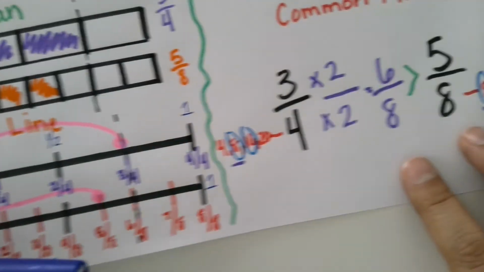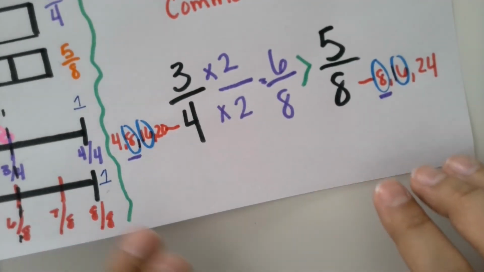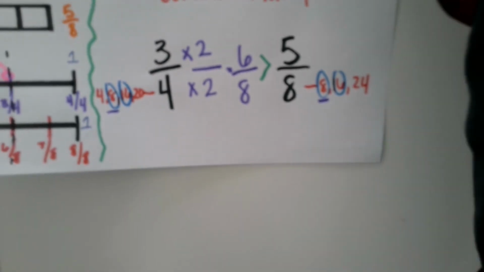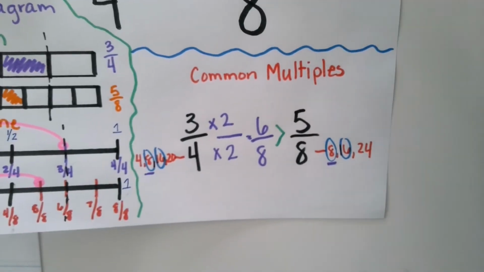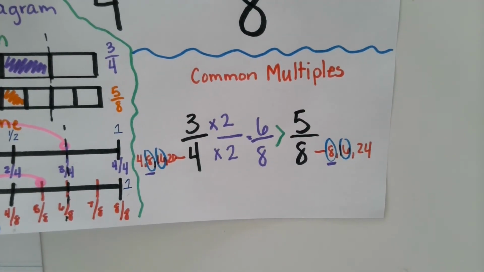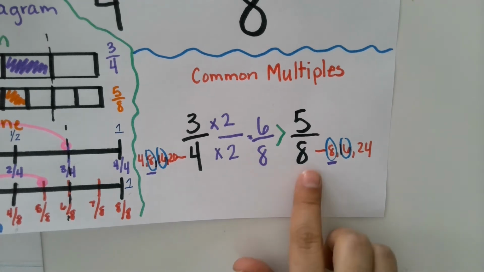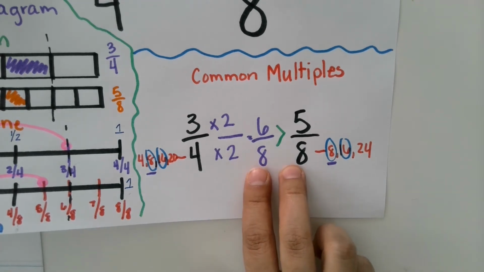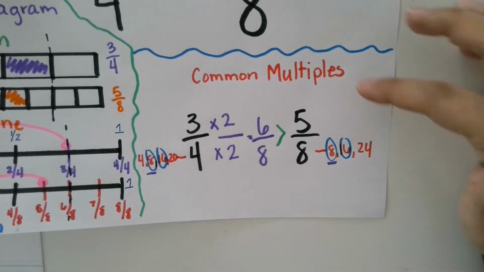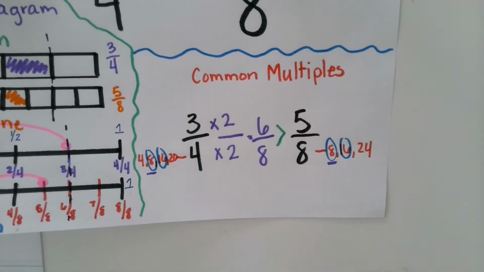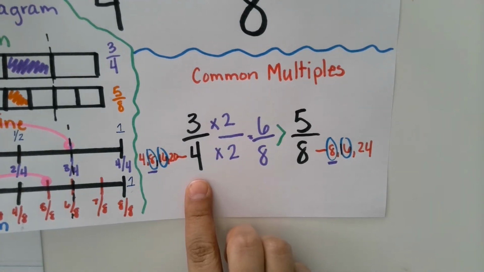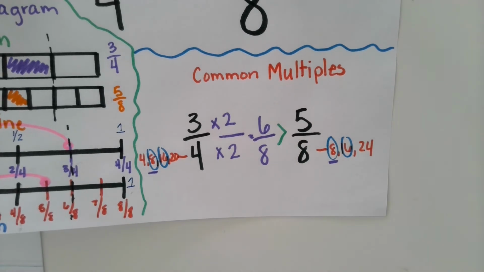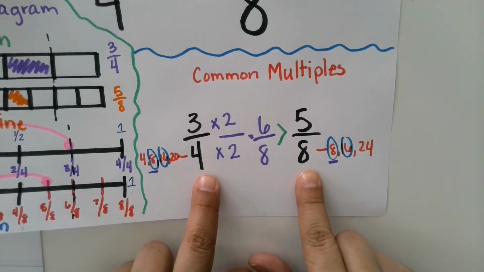And the last way we learned to do it was to change our fractions so that they both had the same denominator, the same number on the bottom. And we did that by finding common multiples. So what I did here was I wrote out 3/4 and I wrote 5/8. Now remember, when we're doing this, we're only changing our denominators.